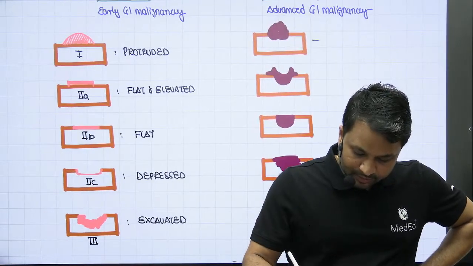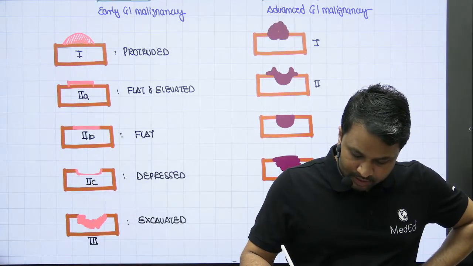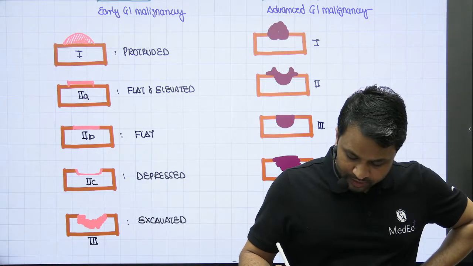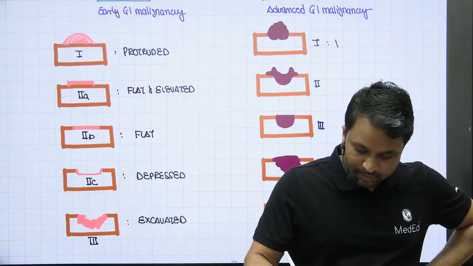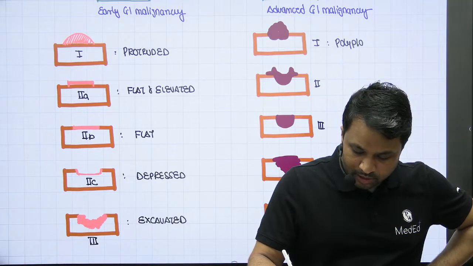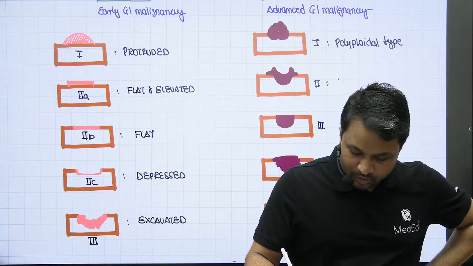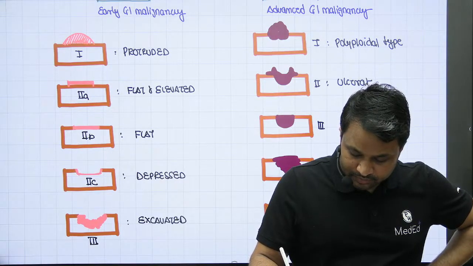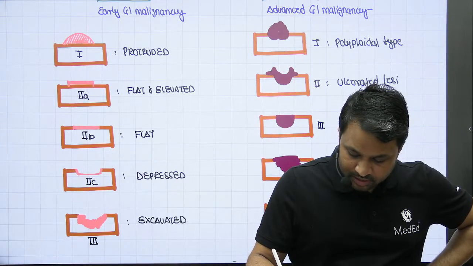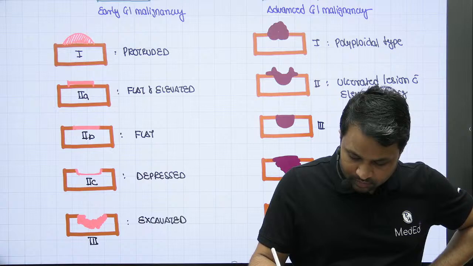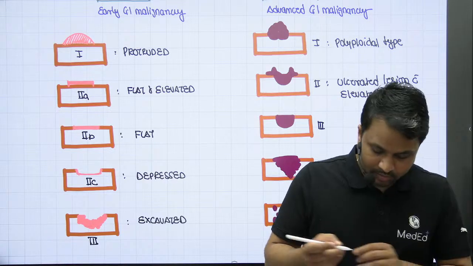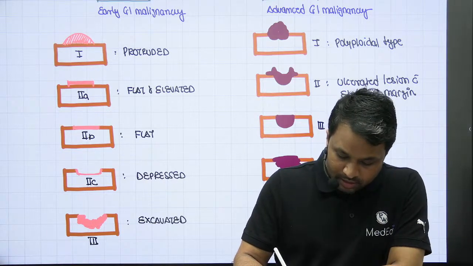So this is your type 1 variety, this is your type 2 variety, this is your type 3 variety, this is your type 4 variety, this is your type 5 variety. Type 1 is what we call the polypoidal type. Type 2 is an ulcerated lesion with elevated margin. Type 3 is only an ulcerated lesion.